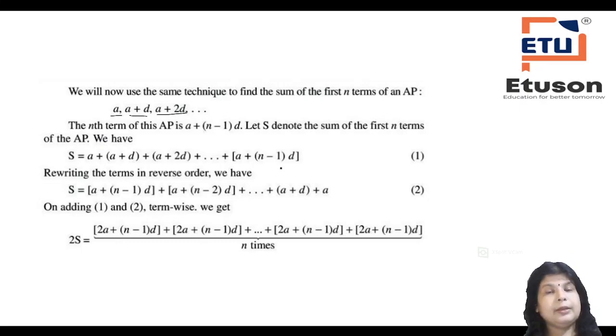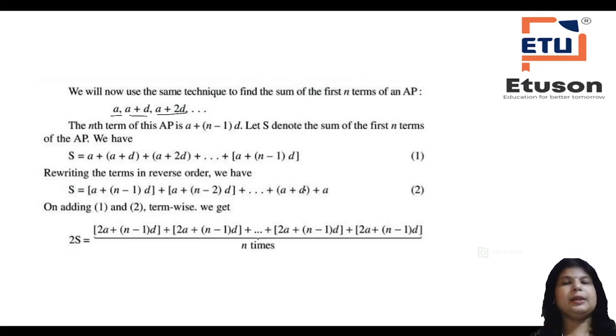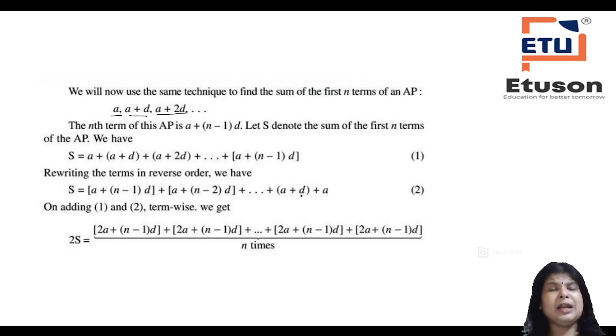What we have done in the previous problem, we will rewrite the terms in the reverse order. Reverse order means the nth term will come first. So we have written A plus n minus 1 into D, then the n minus 1 term A plus n minus 2D, so on and so forth, and your last term will be A. Here your first term was A, and the last term was the nth term. The second time, when you are writing in the reverse order, the nth term is the first term and A is your last term. That was the first term in the previous summation.